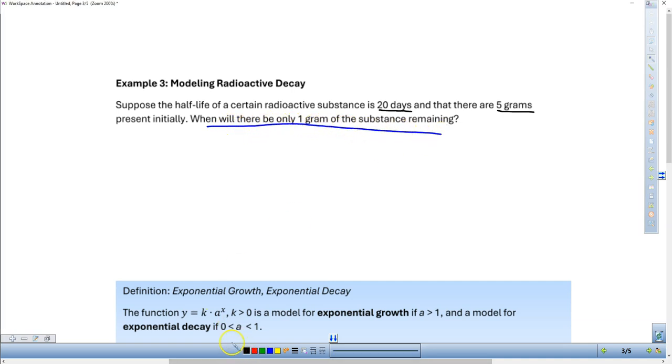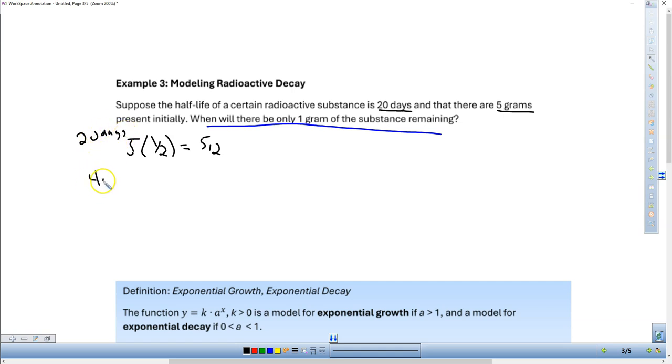So what we're going to do is first think about what the amount of grams is after 20 days. We of course have 5 grams here. And if I were to take half of that, I would get 5 halves, or 2.5. And that would be for 1 cycle of decay, so that's 20 days.